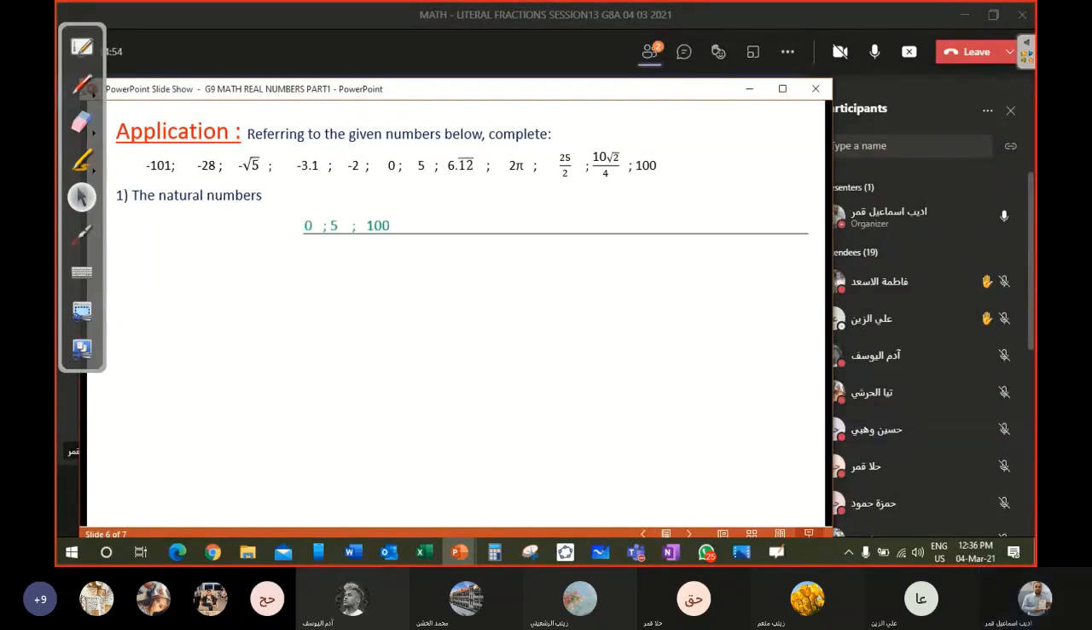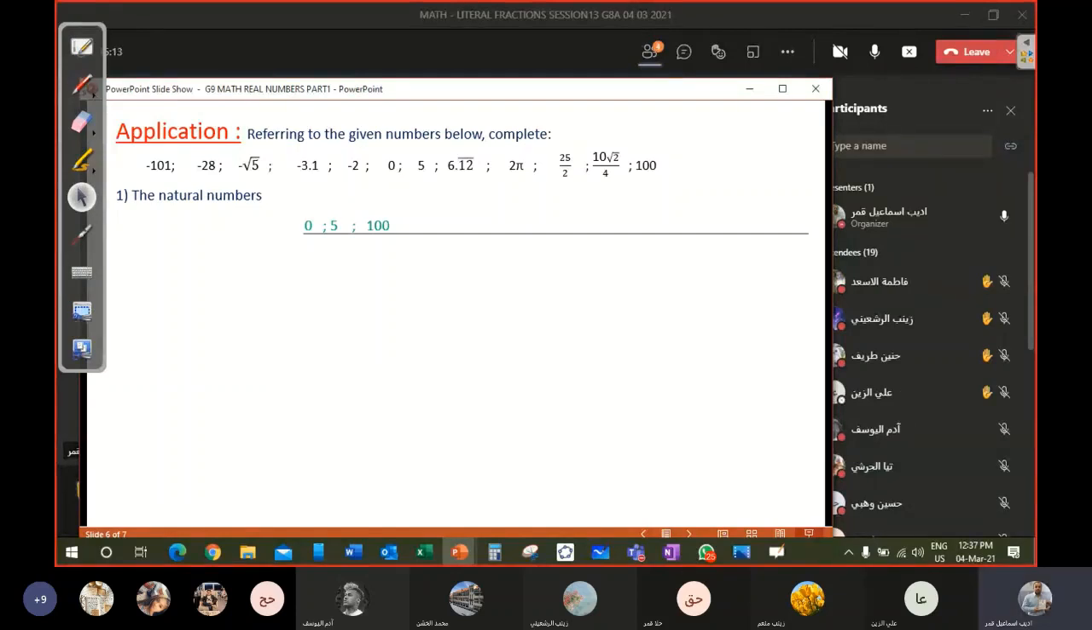Or we call them what? The whole numbers or the positive numbers. The best naming for this group is the whole numbers. The whole numbers is the set of numbers that consists of natural numbers and 0.